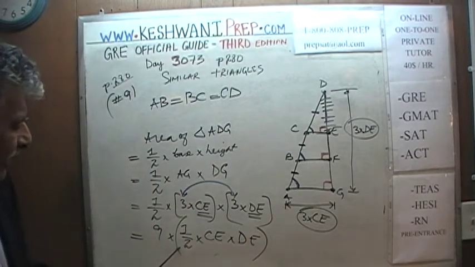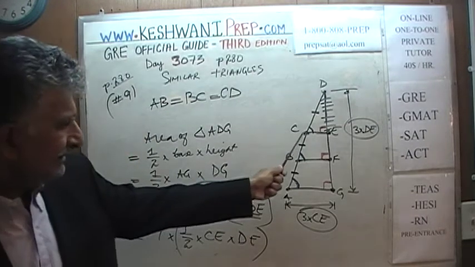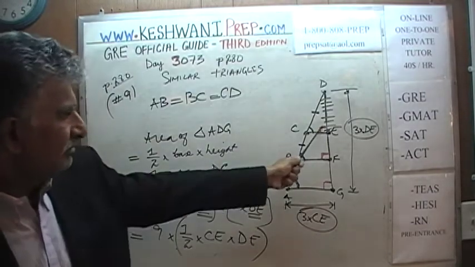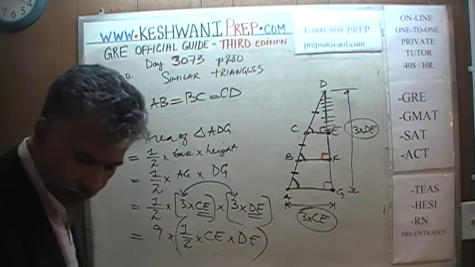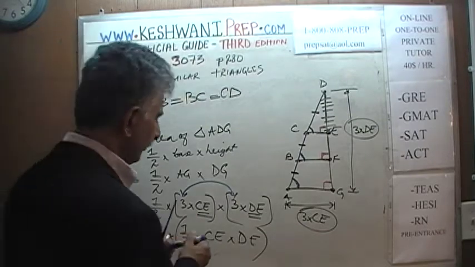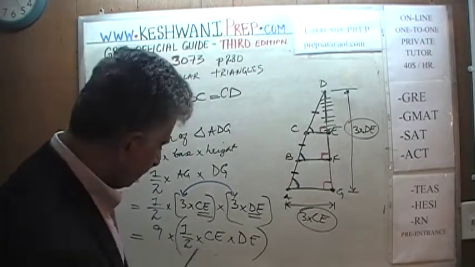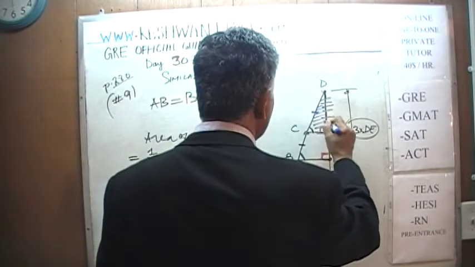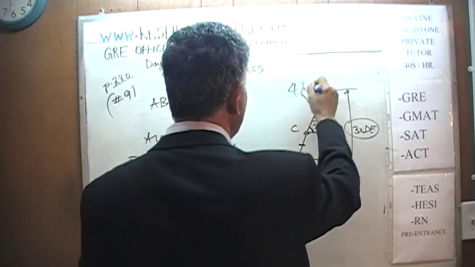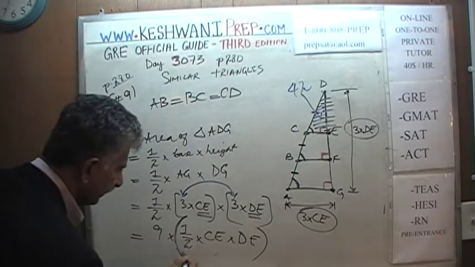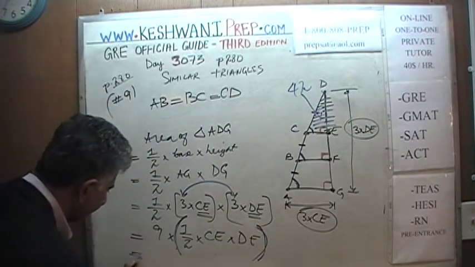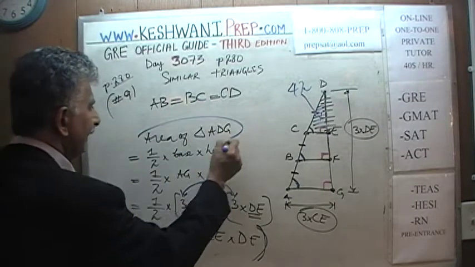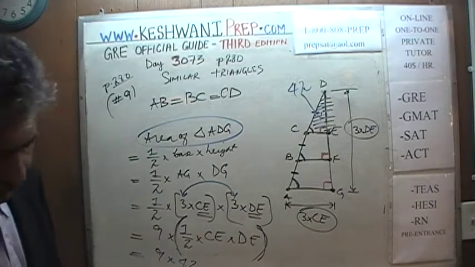Now we have one half CE, C to E, one half base of the smallest triangle times DE, which is the height of the smallest triangle, and we know what the area of this triangle is. They tell us what the area of this triangle is, which is why they told us. The area of this triangle is 42. This quantity that we see here is 42. So the answer is 9 times 42. The area of ADG is 9 times 42.